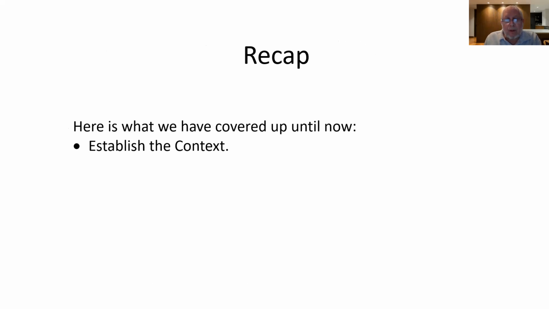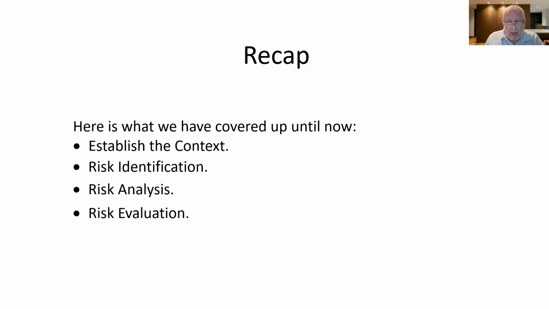So here's what we've covered up until now. Establish the context. Again, that's where we get together and decide what we're going to do, how we're going to do it, what we're going to use, what risks are important to us, who's going to belong to it, and how much money we have. If it's a big project, you do all this; if it's just a short thing, you're probably not going to. Risk identification: you have to identify what the hazards and risks are, because if you don't know what they are, you can't do anything about them. Risk analysis: you need to look at them pretty closely. And risk evaluation, what we just talked about.